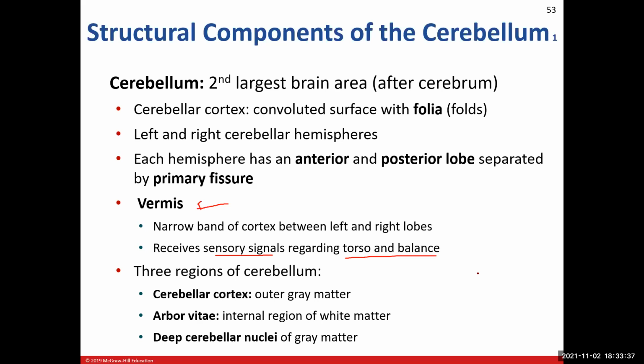So when we're talking about the three regions of the cerebellum, you have the outer gray matter, very similar to what we saw in the cerebrum. We call that the cerebral cortex, the outer gray matter in the cerebrum. Well, here in the cerebellum, we call it the cerebellar cortex. And again, it is gray matter. Then internal to that, we have our white matter, and we call that the arbor vitae, the tree of life. That white matter that's internal to our cerebellar cortex is called the arbor vitae. And then throughout some of that white matter, we'll see pockets of gray matter, and those are our cerebellar nuclei.